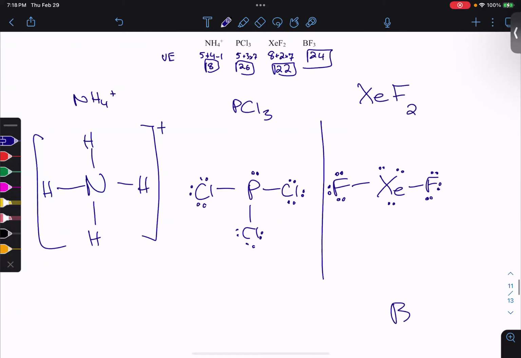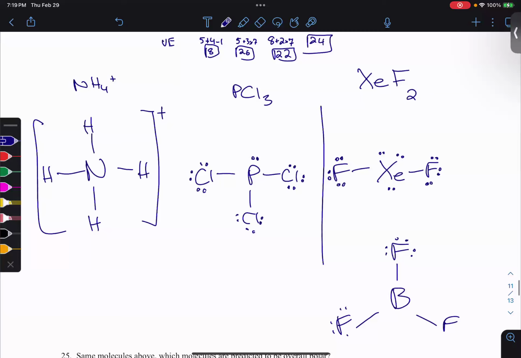Okay. All right, last one, BF3. So we got a boron, 3 fluorines. All right, those are 6 electrons, 7, 8, up to 24. We're done. That's BF3. So all the fluorines have satisfied octets, but boron doesn't, it only has 6 electrons. Is that okay? That is okay, so we're going to leave it just like that.